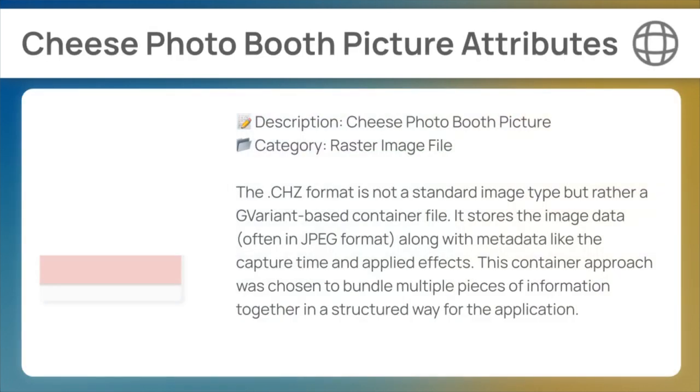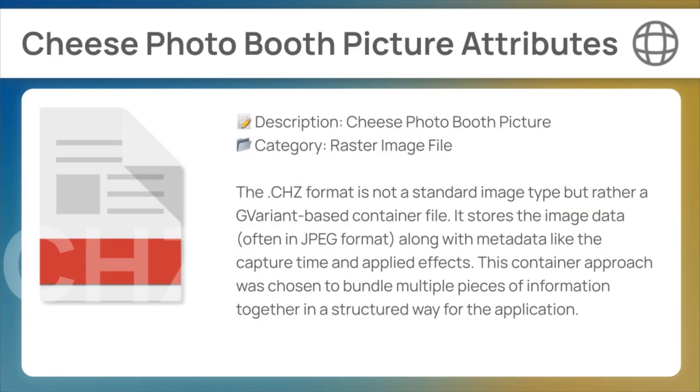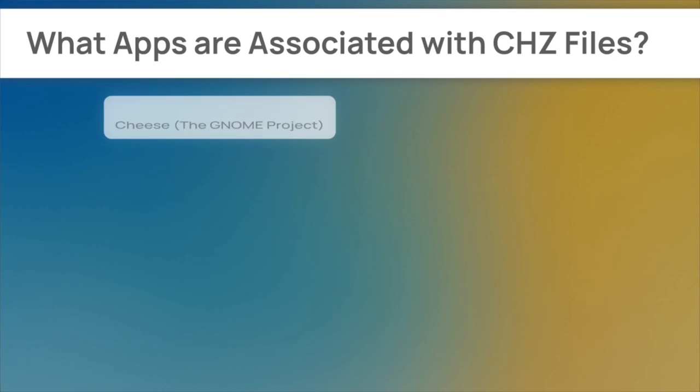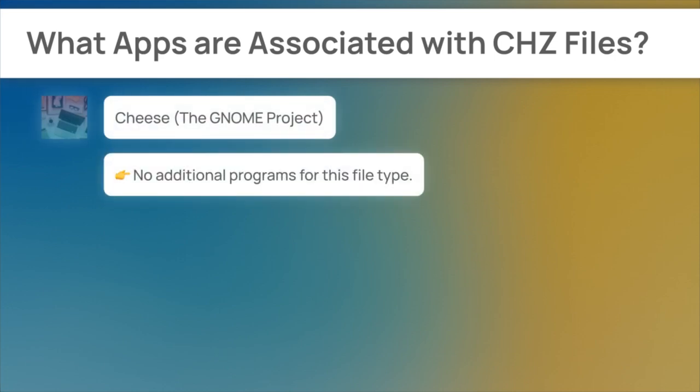The .chz format is not a standard image type, but rather a GVariant-based container file. It stores the image data, often in JPEG format, along with metadata like the capture time and applied effects. This container approach was chosen to bundle multiple pieces of information together in a structured way for the application. The CHZ extension has a direct link to the CHZ application by the GNOME project.